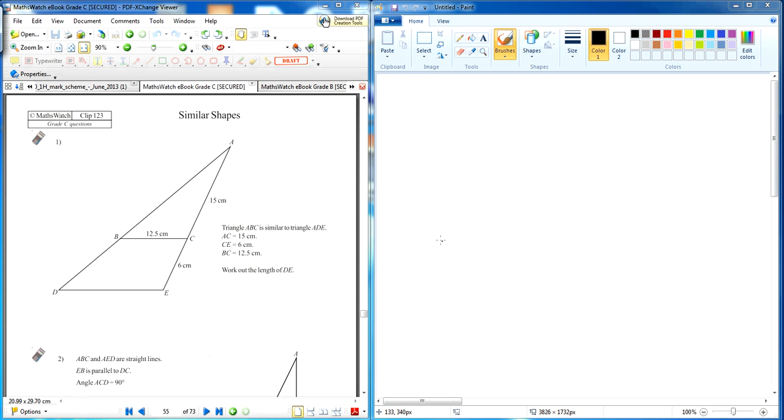We're looking at similar shapes today. Grade C, Maths Watch, clip 123. We've got a typical style of examination question here. On the left-hand side, I'm going to draw a quick sketch of it. So here's our first shape, this top one here, and then I'm going to draw the bigger one over here on the side. Just a quick sketch.